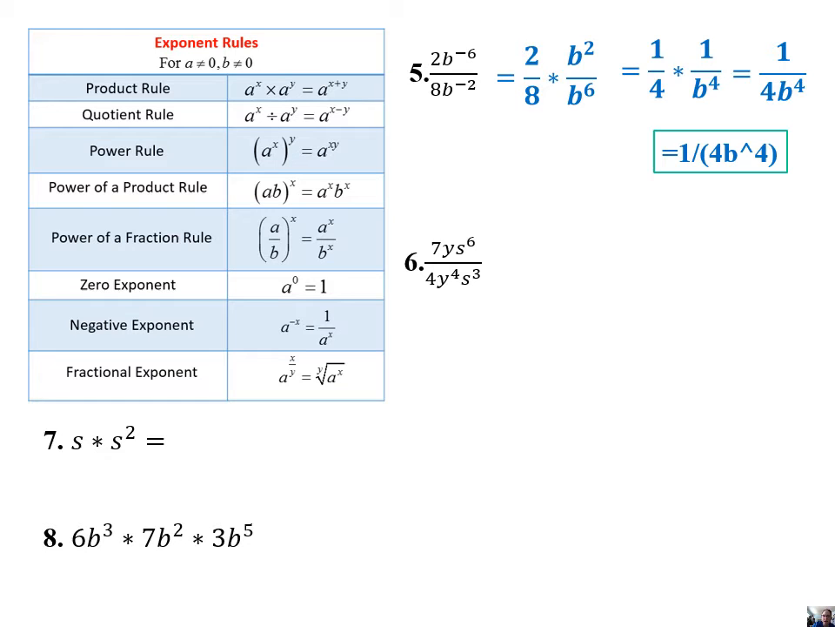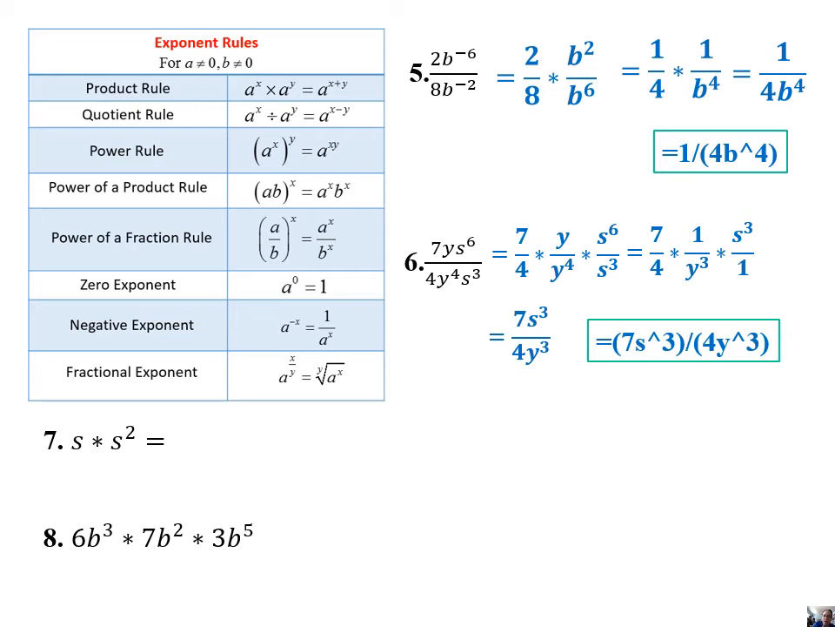Number 6, the 7 and 4 are going to be by themselves. We've got the y over y to the 4th and the s to the 6th over s to the 3rd. So we got 7/4. For the y's, there's more y's on bottom. There are 3 more y's on the bottom. And for the s's, there are 3 more s's on top. So we end up with 7/4 times 1 over y to the 3rd times s to the 3rd over 1. Putting that all together, we have 7s to the 3rd divided by 4y to the 3rd. Putting that into Summit, you would have parenthesis 7s caret 3, close the parenthesis, divide by parenthesis 4y caret 3, close the parenthesis.